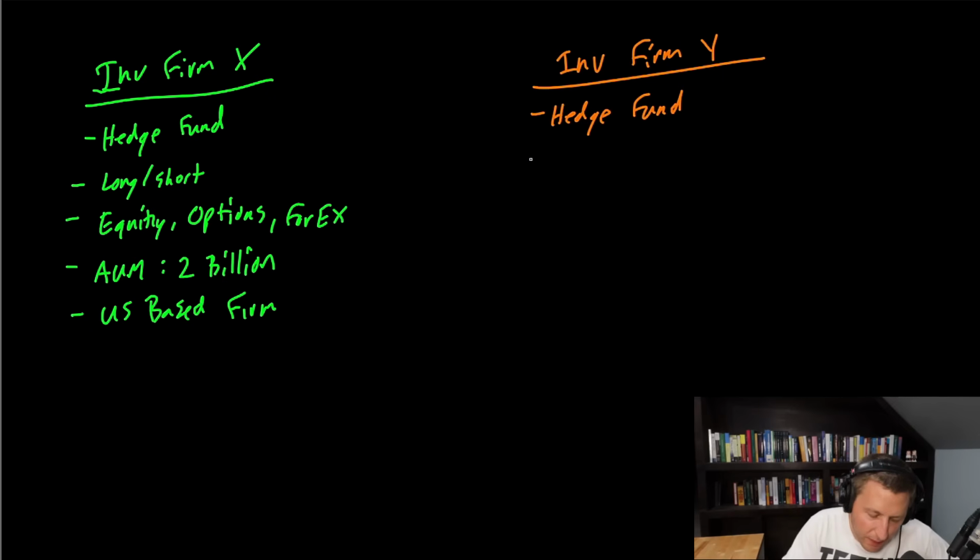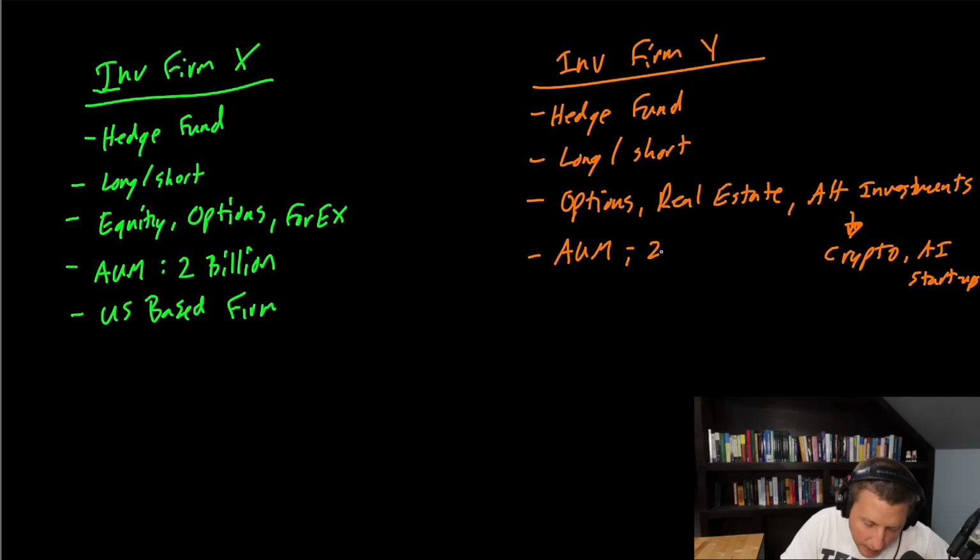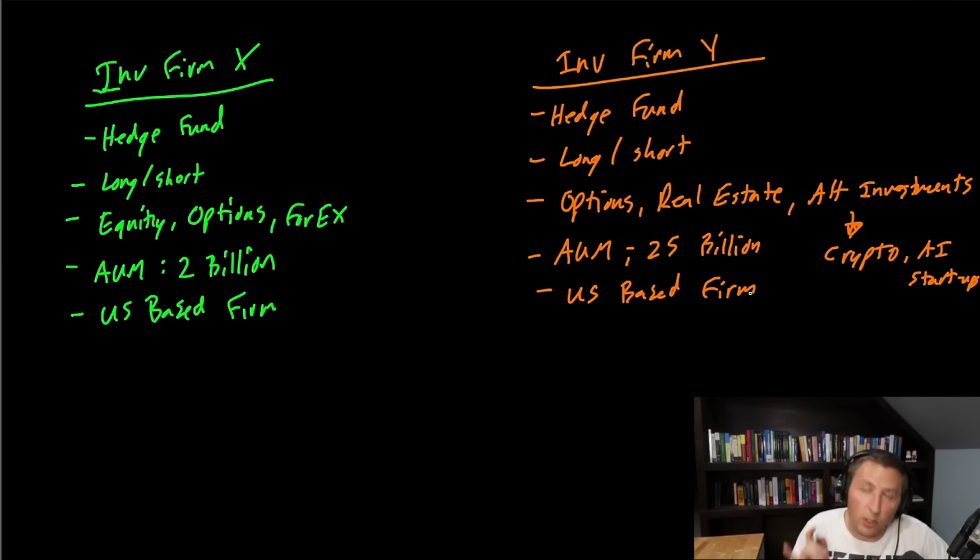Now, let's say this other hedge fund here is going to be, again, long short. They're going to be running in the options market because they want to avoid a lot of the regulations. Let's say they're doing real estate, like actual hard real estate in both commercial and residential here, some building projects and whatnot. And let's say they do alternative investments. Let's just say they're running in crypto, and let's just say they're doing AI startups. And again, let's say AUM, 25 billion. Let's say, again, it's a US based firm. Now, again, let's look at the similarities here, right?